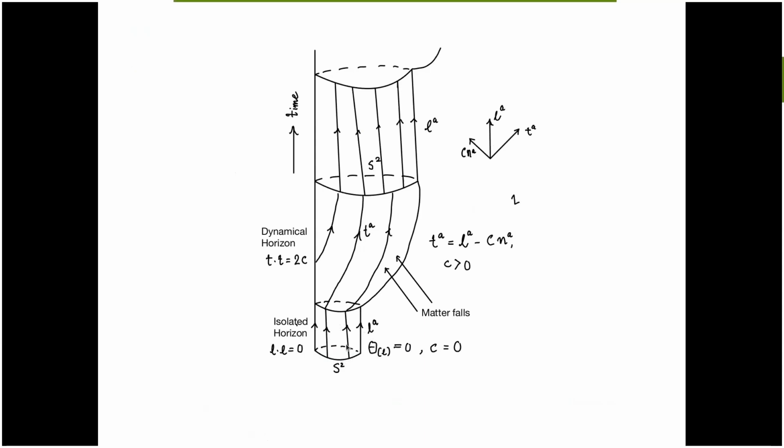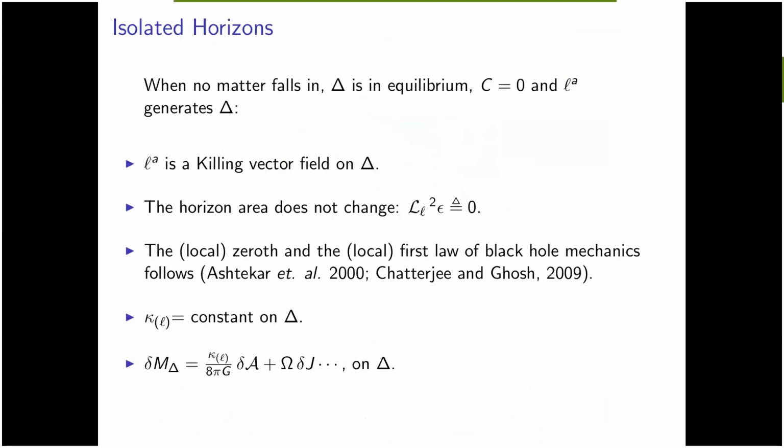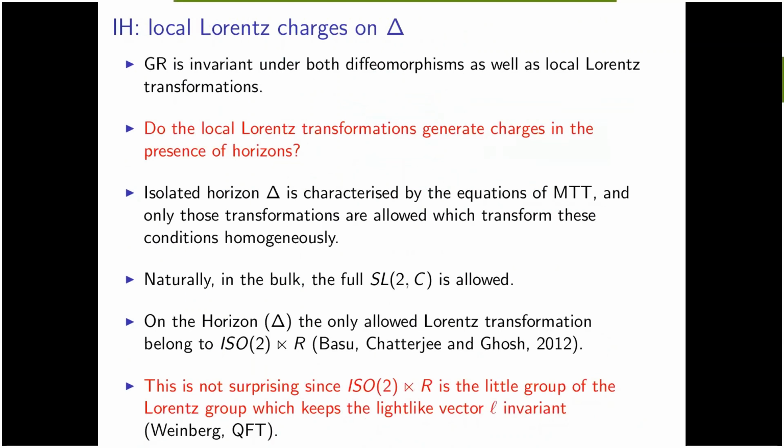We have theta_L going to 0, and theta_n negative. So what we find is that the local Lorentz transformations which are going to allow only those boundary conditions of theta_L equal to 0 and theta_n negative are a group of transformations known as ISO(2) cross R. This is basically the Poincare group in 2 dimensions cross R. So this is the gauge group that is allowed on the black hole surface or on the isolated horizon.